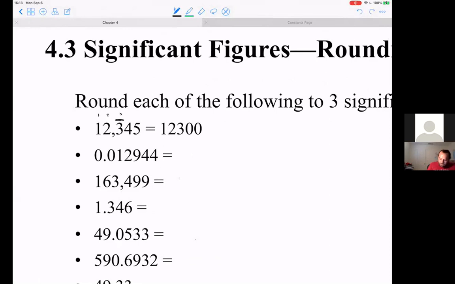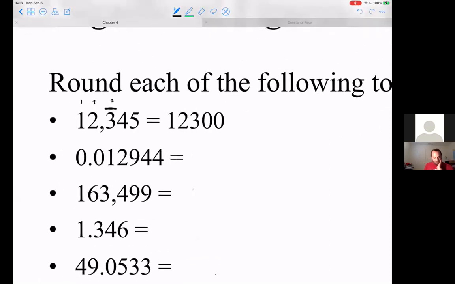Let's round this measurement to 3 significant figures. Remember, I'm going to skip these zeros. They don't count as sig figs. But here we have 1, 2, and 3, so I'm rounding to that 9. You just look at the next door neighbor. That's a 4, so this would round down to 0.0129.